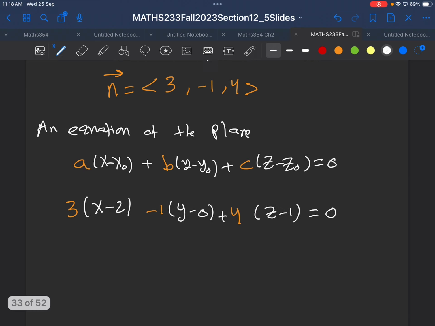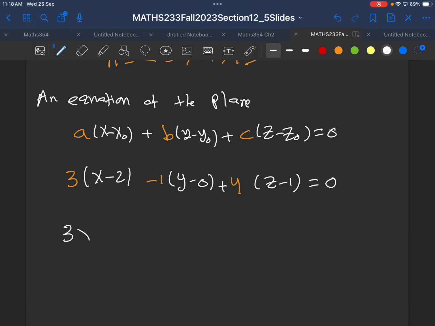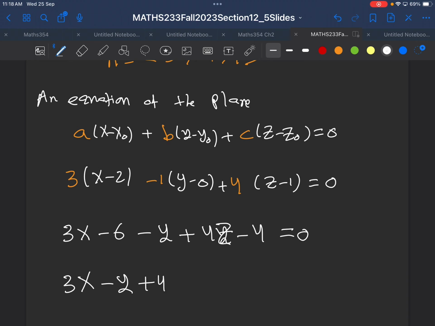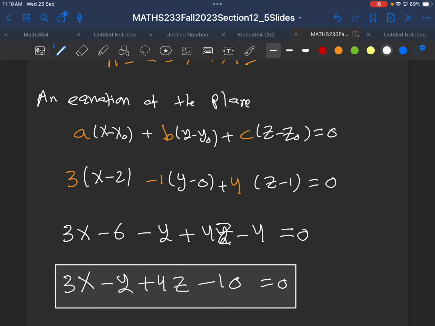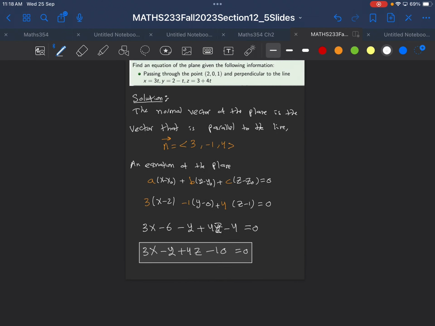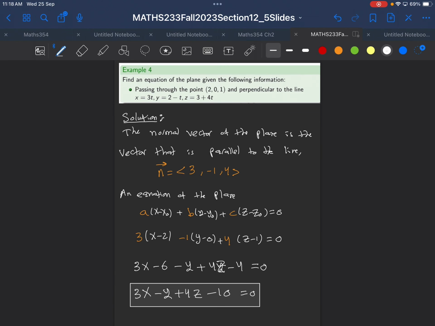If we simplify this one, this will be 3x -6. This will be just -y, and this will be 4z -4 equal to 0. If we bring all the variables together, this is 3x minus y plus 4z and minus 10 equal to 0. And this is an equation of the plane. Now, sometimes it is good practice to check if your answer is correct.